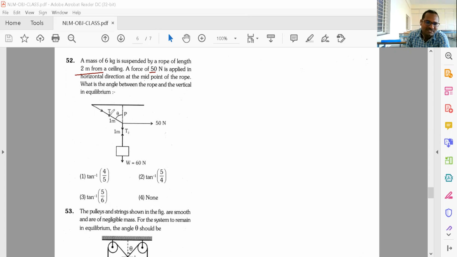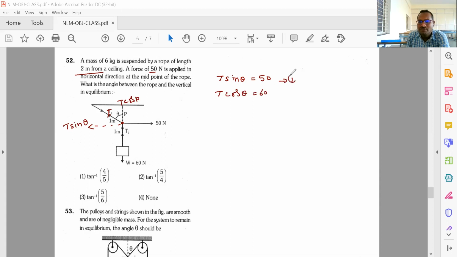For that, a simple technique: this is theta. This is the tension T. This tension we resolve into two components. Here it is T cos theta and here it is T sin theta. As this rope is in equilibrium, T sin theta should be equal to 50 newtons and T cos theta should be equal to 60 newtons.